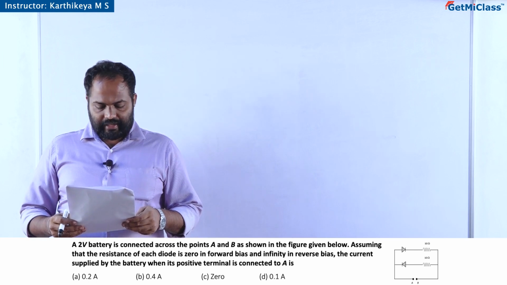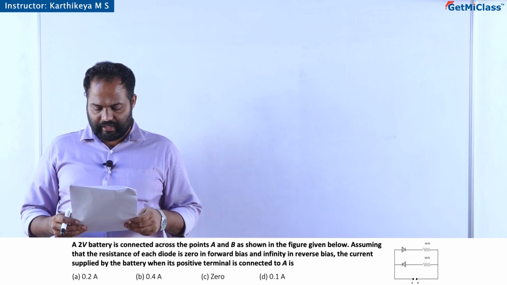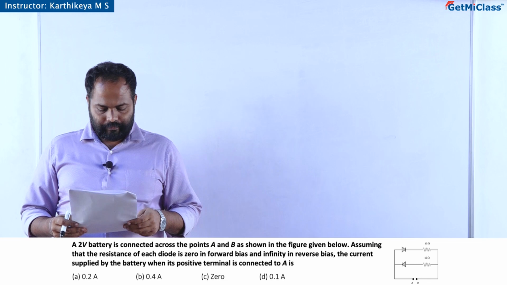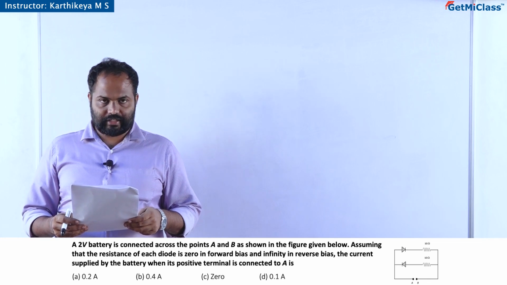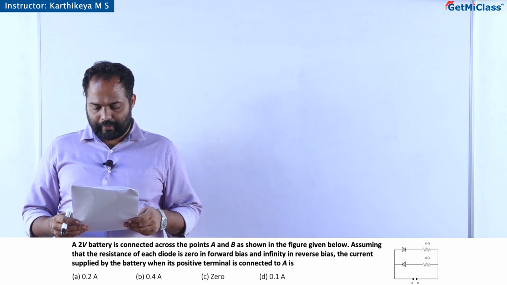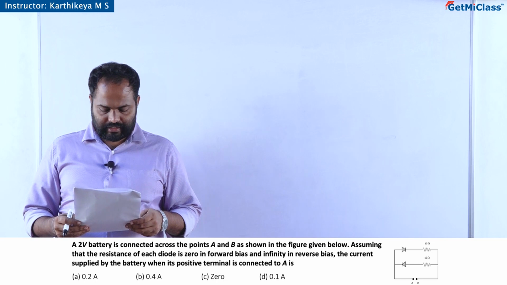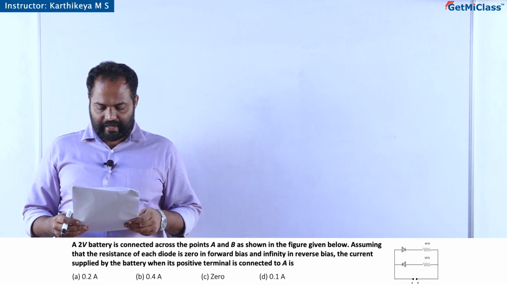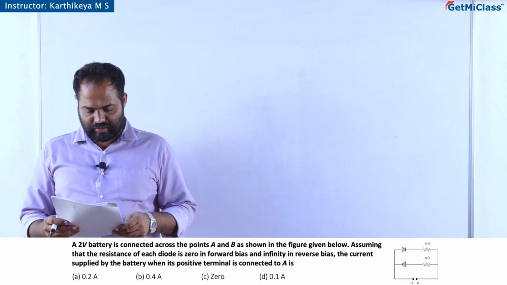A 2-volt battery is connected across points A and B as shown in the figure given below. Assuming that the resistance of each diode is 0 in forward bias and infinity in reverse bias, the current supplied by the battery when its positive terminal is connected to A is.